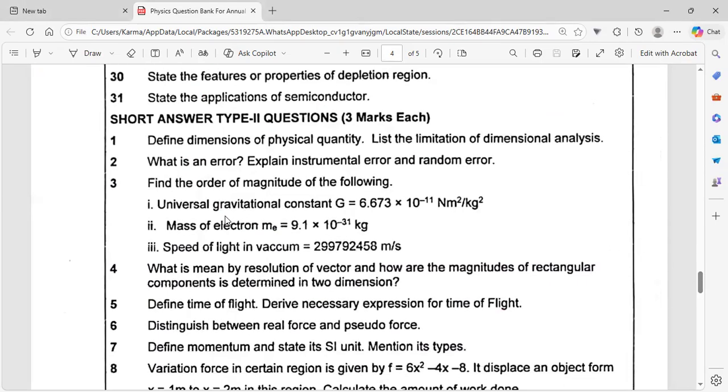Define dimensions and a physical quantity. List the limitations of dimensional analysis. Dimensional analysis won't give the constants involved. Basically, I mean to say, take the force.